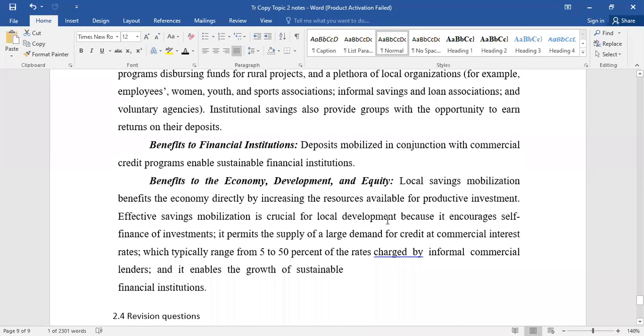Benefits to the financial institutions. Deposits mobilized in conjunction with commercial credit programs enable these financial institutions to be sustainable. So it's a win-win phenomenon.